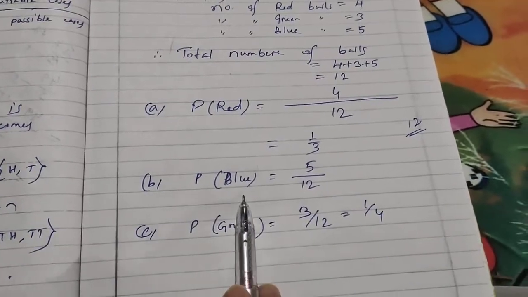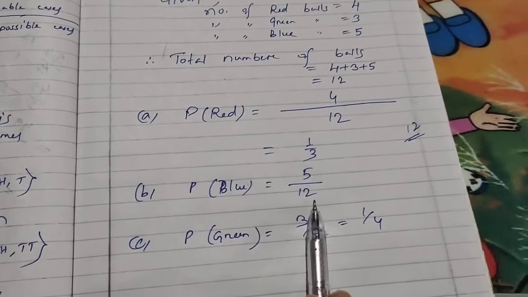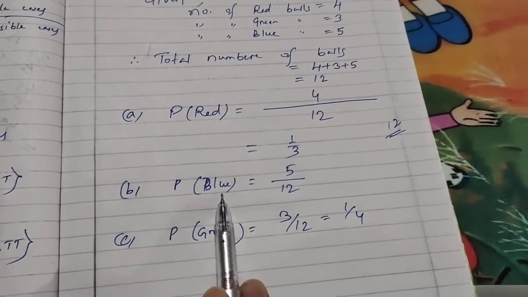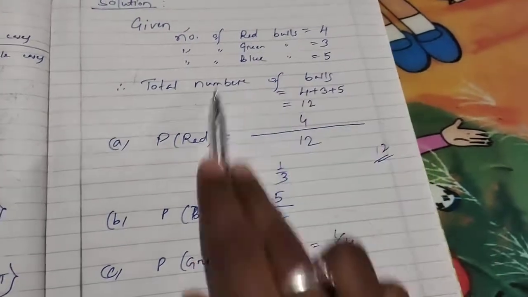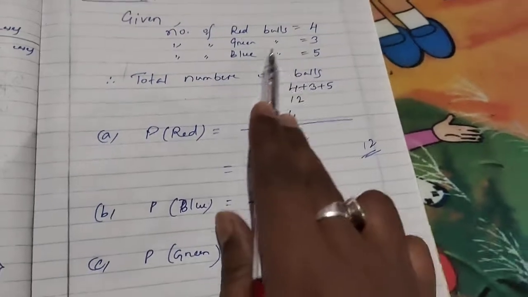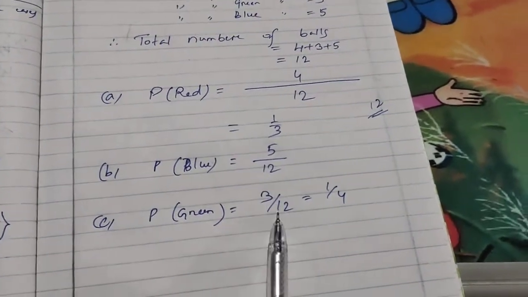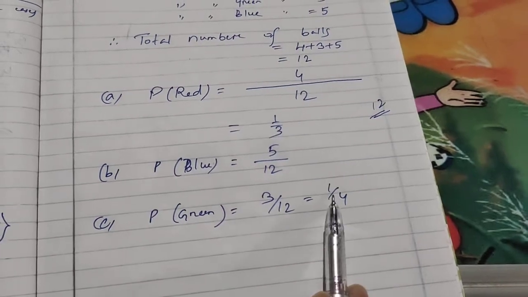Second one is P of blue, that means a blue ball. Again the same case, the number of possible cases must be 12, because that ball must be one of those 12 balls. But the second condition is that the ball must be a blue ball. So how many blue balls? 5 blue balls. So 5 by 12. Similarly, P of green is 3 by 12. Whenever you cancel, it becomes 1 by 4.